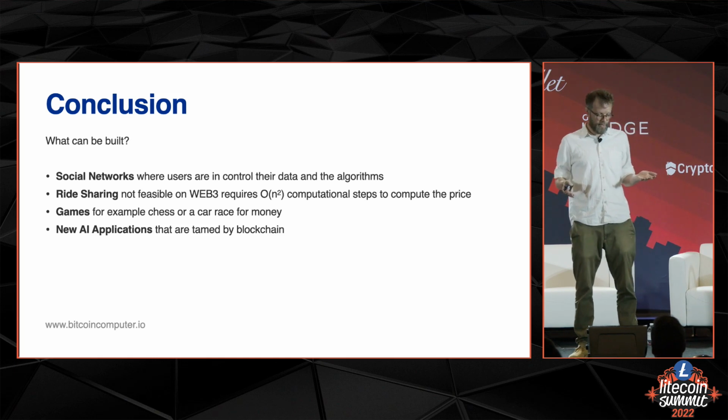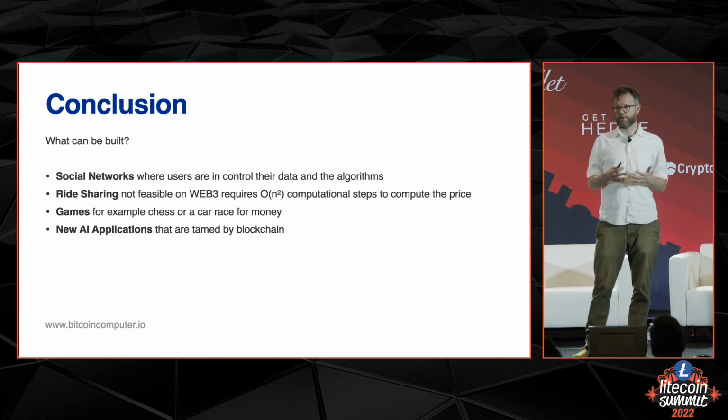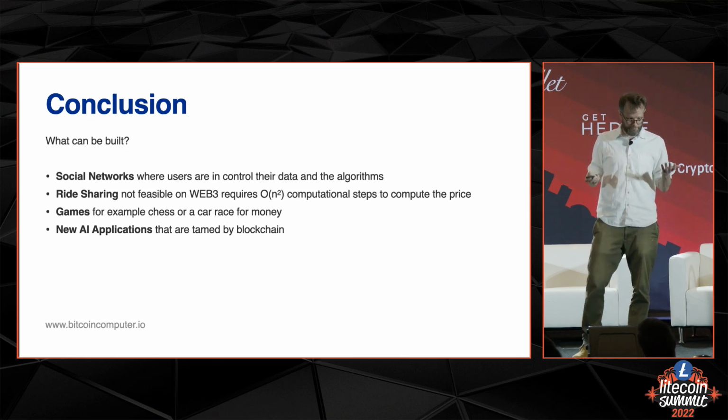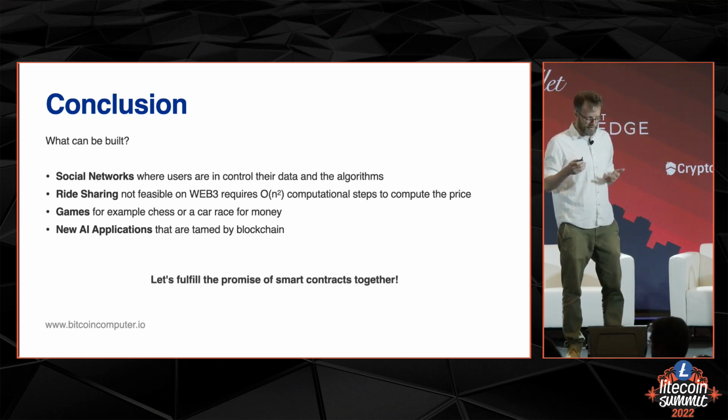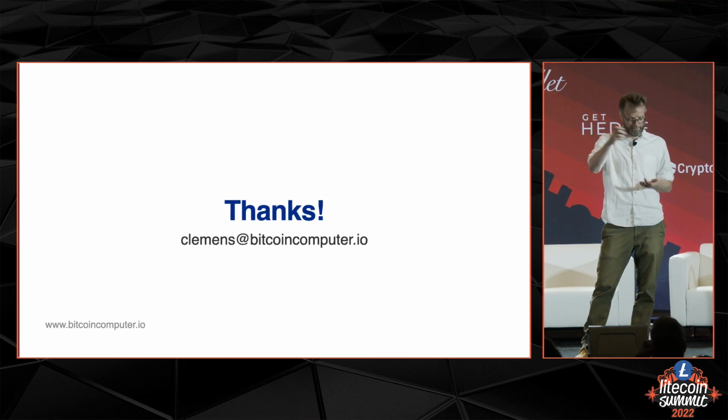And then, AI is about to take over our lives. And I think it will actually be quite scary. And I think blockchain and smart contracts are one way to tame AI, to give the user some guarantee for what this AI algorithm actually does. So the idea would be to finally fulfill the promise of smart contracts. And that's the end of my talk. Thank you very much.